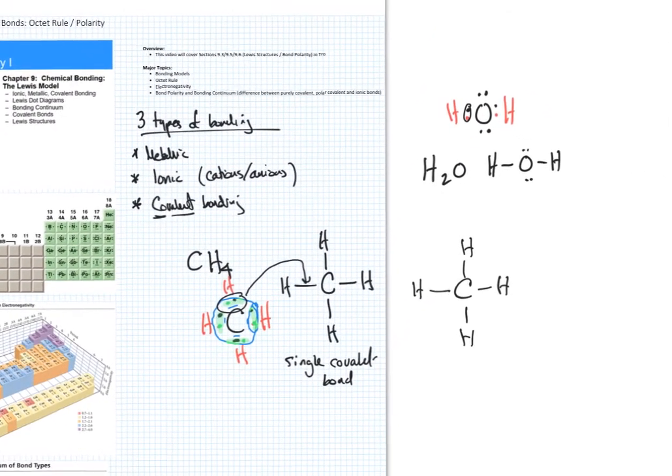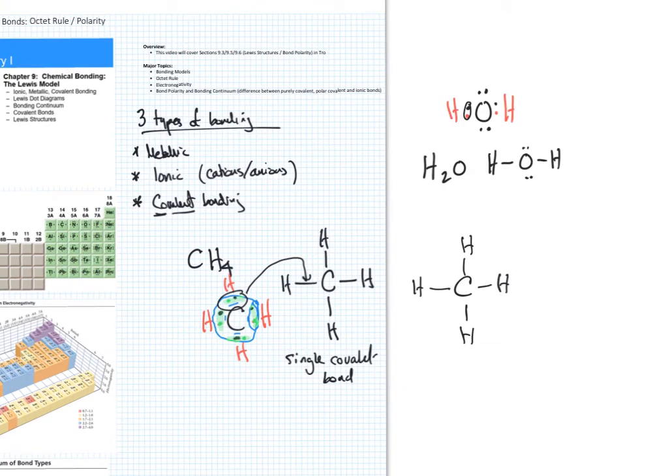Now we've got something that's a little bit different. Now we have these extra electrons. We call these lone pair electrons. So H2O has 2 sets of lone pairs. And again, you notice if we count these, we have 2, 4, 6, 8 electrons around the oxygen and 2 around the hydrogens.